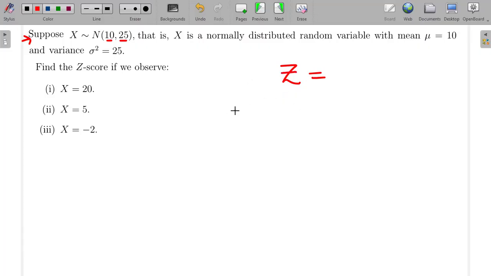Okay, so now the formula for finding the z-score is z is equal to the observed value x minus the population mean, divided by the standard deviation of that population. So that is the formula.